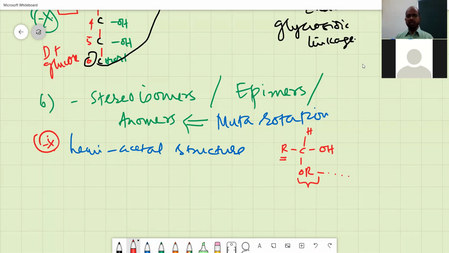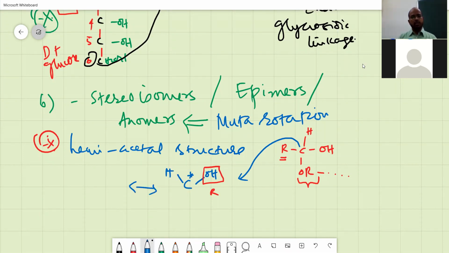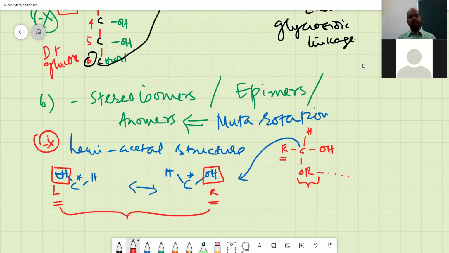So if you have this type of structure, there is a possibility that you call this a different type of hydrogen on a different type of carbon. You represent it by means of an asterisk, in which OH is on the right side. And then you have another OH on a carbon represented by an asterisk there. And here you will have OH on the left side. The left side and the right side are called the anomers. They are also called epimers.